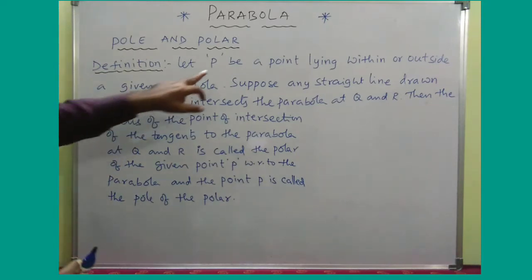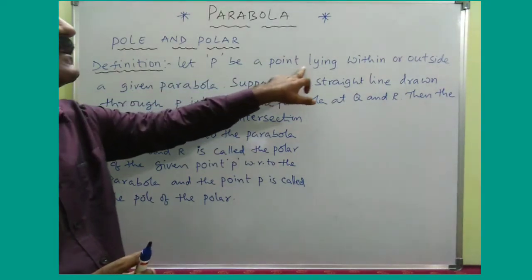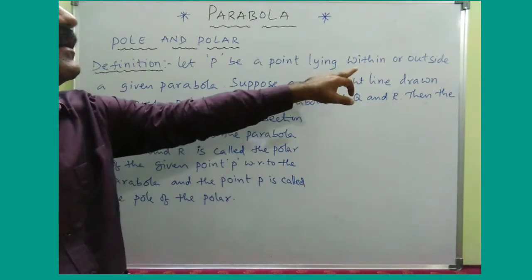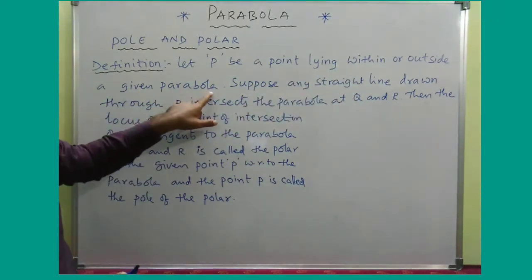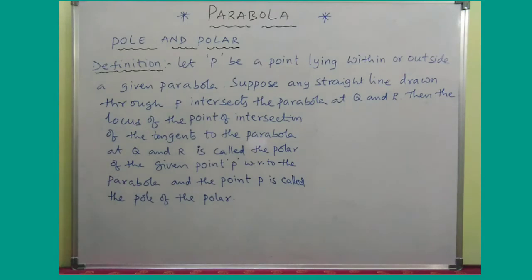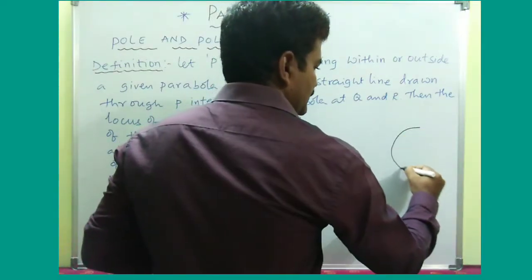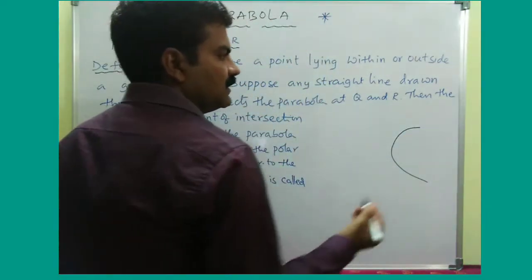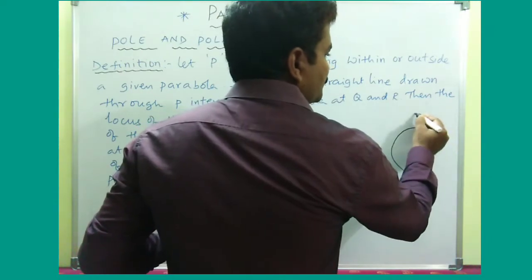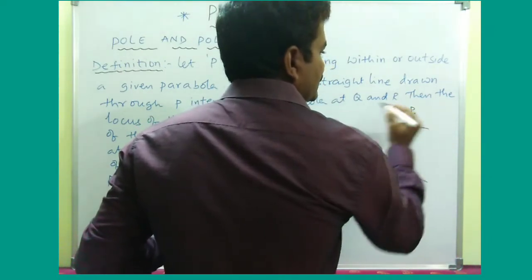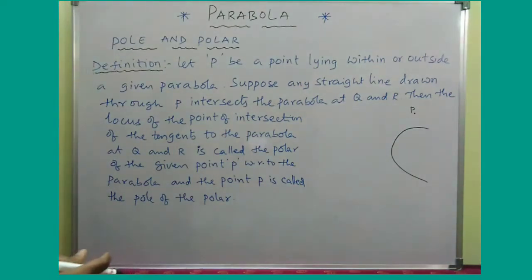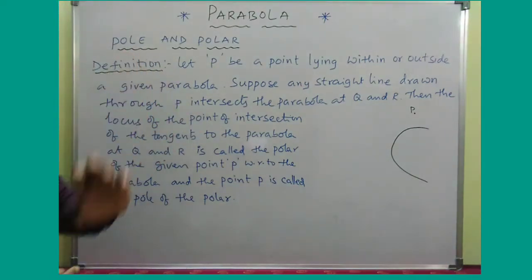Let P be a point lying within or outside the given parabola. So P be a point, then where is its location? It can be within or outside of the given parabola. For example, let it be the parabola. Now let me assume P is a point here. So P can be either inside or outside the parabola.